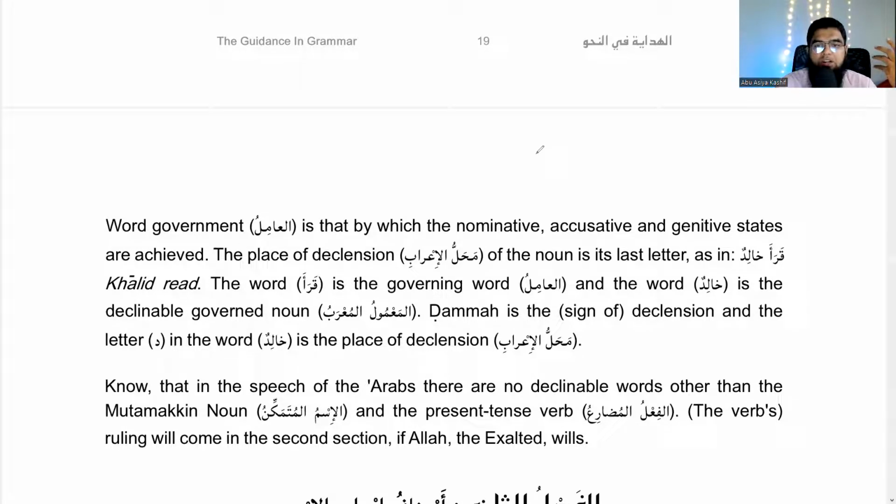Right? Amil is what? For example, Ja'a Zaydun. If you write Ja'a Zaydun, what is the amil, the influencer which influences others? Because of this Ja'a, the fi'il, Zaydun got a dhamma. So this is called amil. Word government, the agent, fi'il. Whatever, like a harf jarr is an amil and so on, which influences others. So he says, because of those words, we get the Rafa, Nasb, and Jar states. Because of the fi'il, we got the Rafa, Fa'il, Marfu.